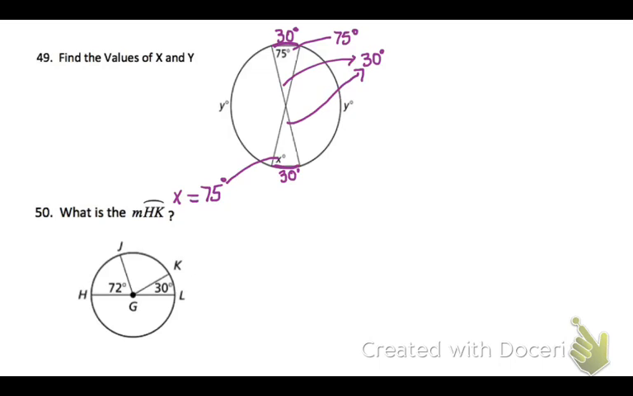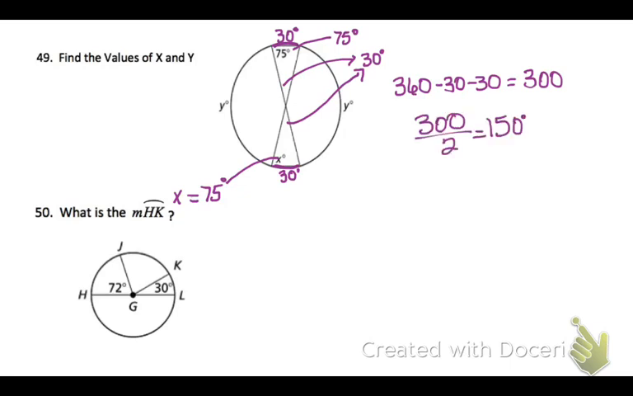So if I take 360 degrees, which is the degrees in a circle, and I subtract those two arcs, I'm going to get that the remaining arcs have to add up to 300. Well, both of my arcs are the exact same, so I'm going to divide that 300 by 2, and I get that y equals 150 degrees.